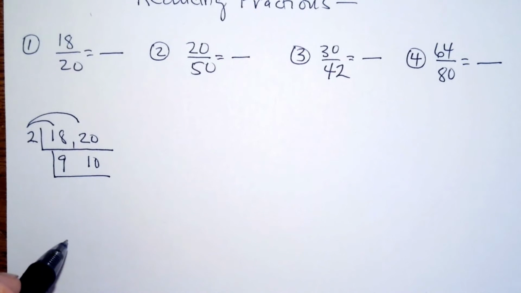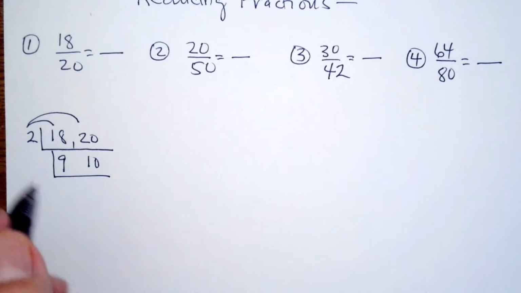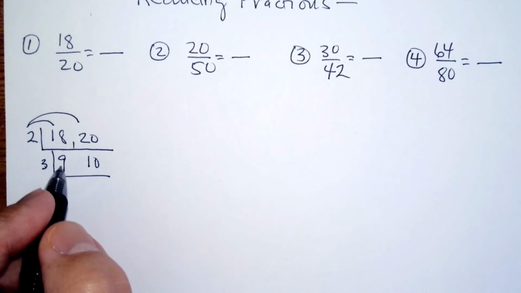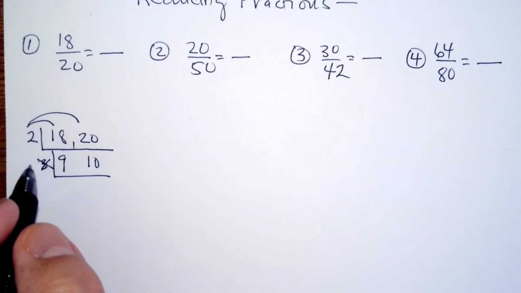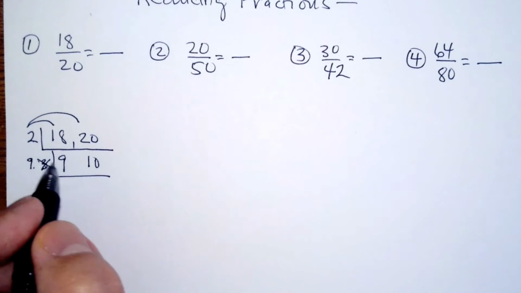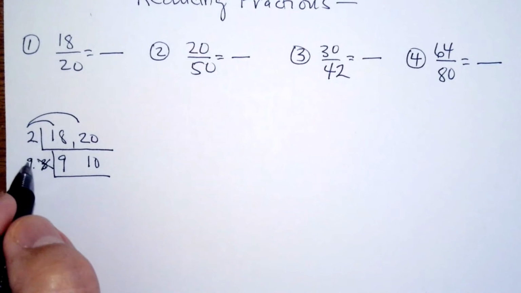Are we done? No, that's the question we need to be able to answer. Look at 9 and 10. Can you give me a number that will go into 9 and 10 at the same time? If you're thinking 3, 3 goes into 9. How many times? Correct, 3 times. But what about 10? Doesn't work. 4? No. 5? No. 6, 7, 8? No. 9? 9 goes into 9 one time, but 9 doesn't go into 10 evenly.